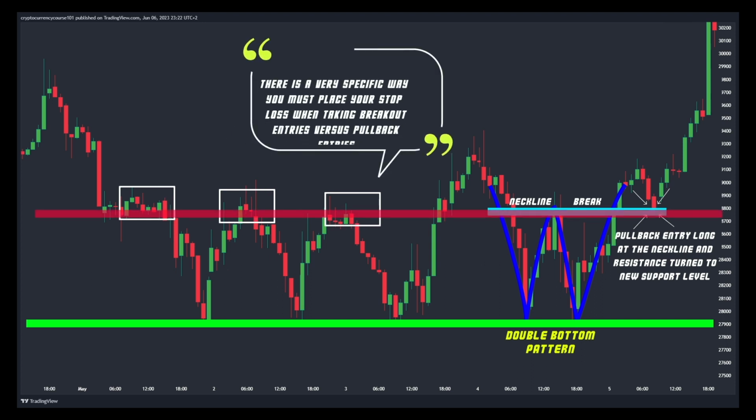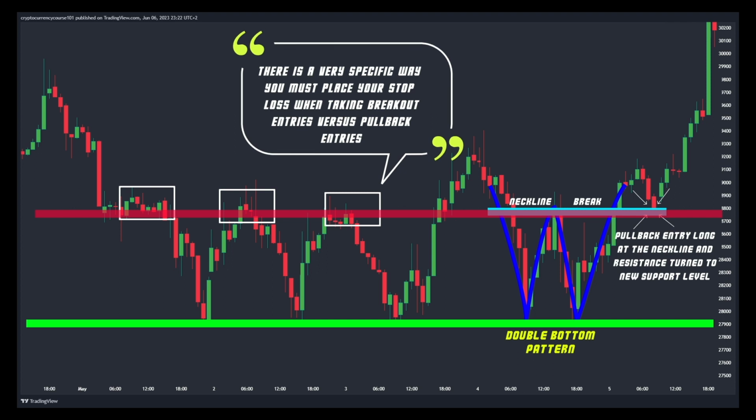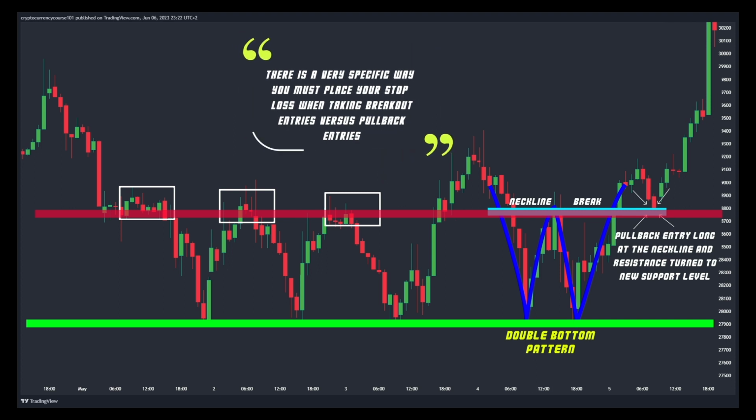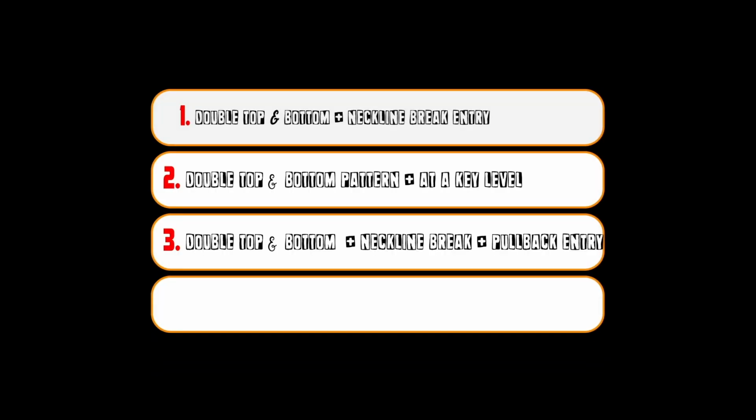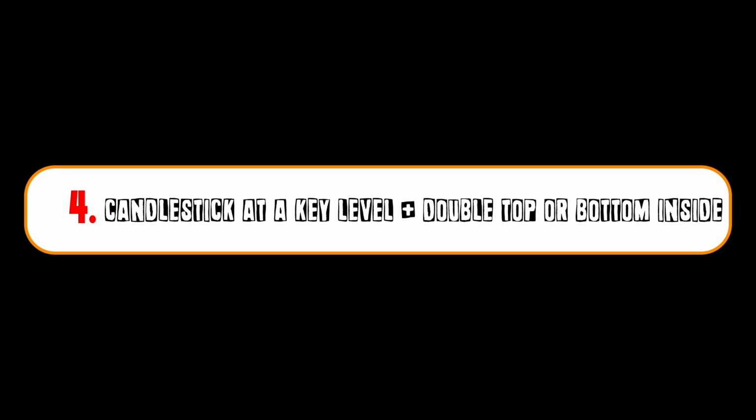Now, there is a very specific way you must place your stop loss when taking breakout entries, but then a very different way you must place your stop loss when you're taking pullback entries. So moving on to the fourth variation.